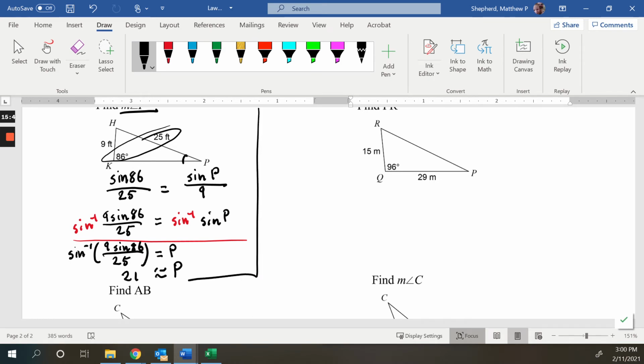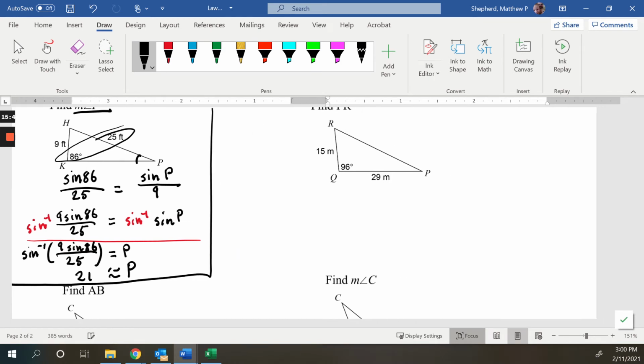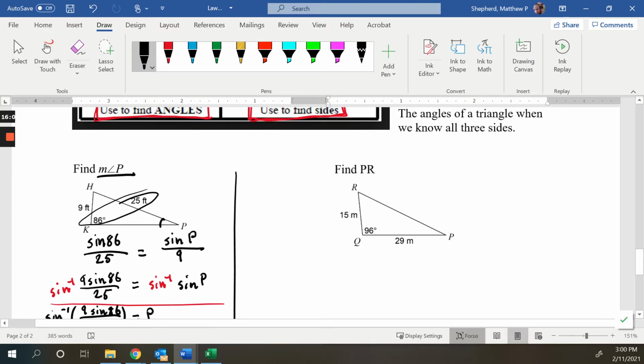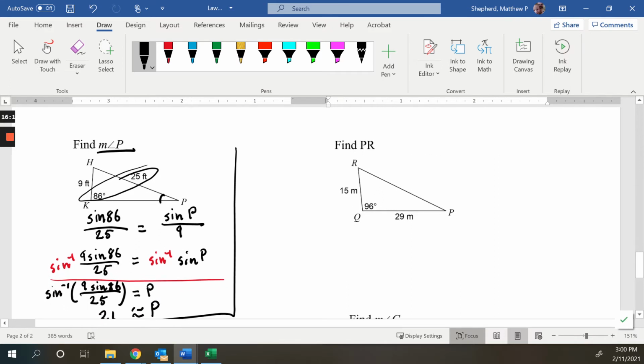All right. Now this next one. Here's our challenge. We've got two sides. We don't have any opposites. This 29, I don't know angle R. This 15, I don't know angle P. This angle with 96, I don't know its opposite side. Can't use the law of sines here. Won't work. But I can use the law of cosines.